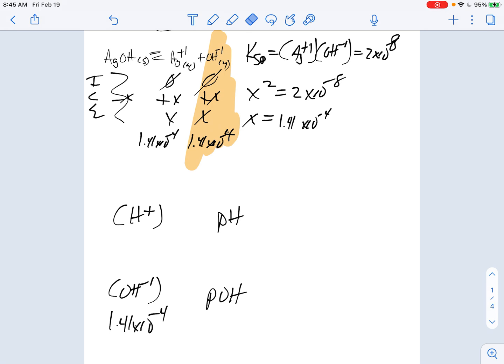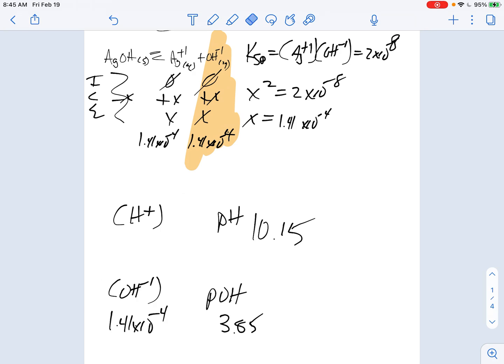So that means my pOH is going to be 3.85. That's here, which means my pH is going to be 10.15. A 10.15 that's there. If you'd preferred to have gone around this way, it's not a problem.